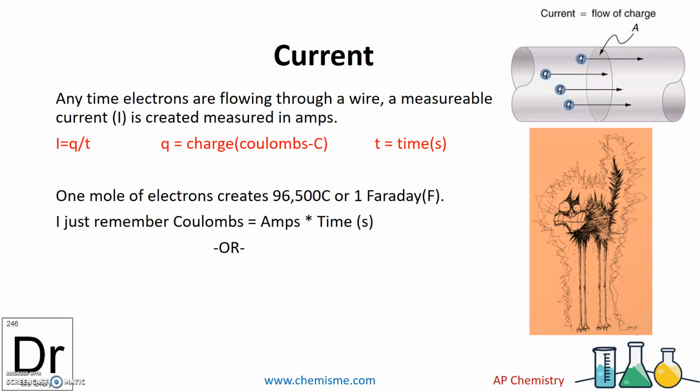So 1 mole of electrons creates 96,500 coulombs, or a Faraday. We've seen that constant before. I usually remember the units instead. I say a coulomb equals the amps times the time, or CATS. So that's why I have a picture of an electrocuted cat here. The coulombs equals the amps times the time in seconds.